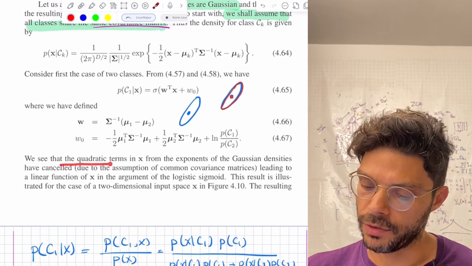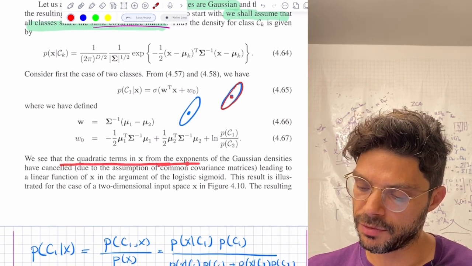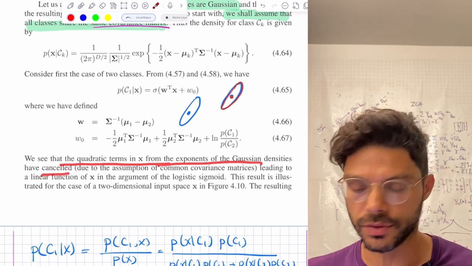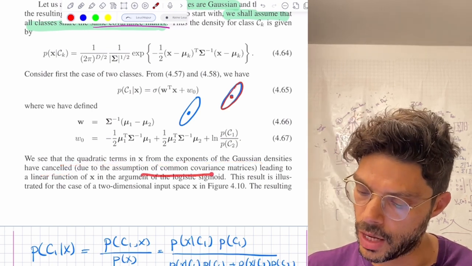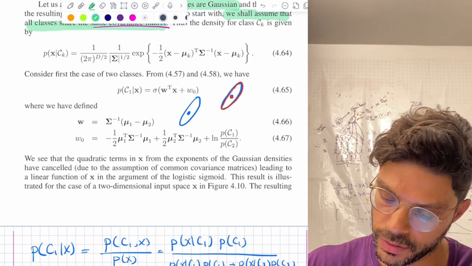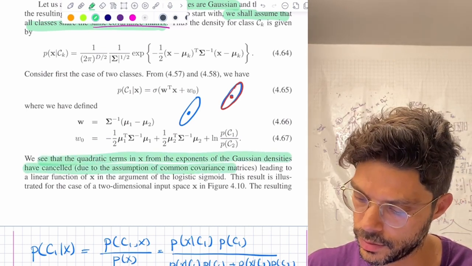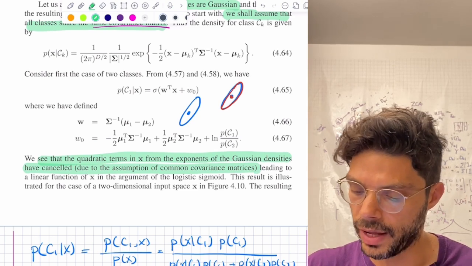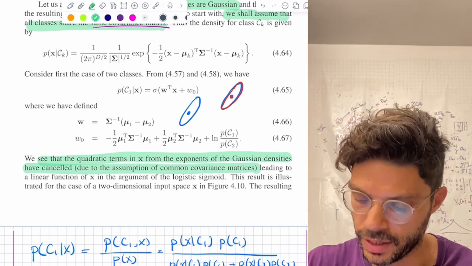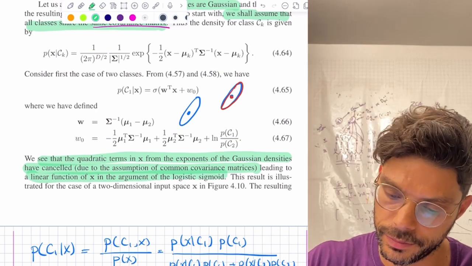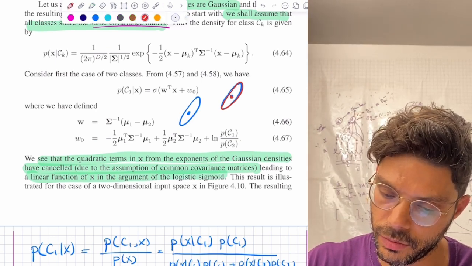Okay, so we see that the quadratic terms in X from the exponents of the Gaussian densities have canceled. That was the whole idea, due to the assumption of common covariances. This is a very important assumption, leading to a linear function of X in the argument of the logistic sigmoid. So that's the whole point, okay? That is the whole point.